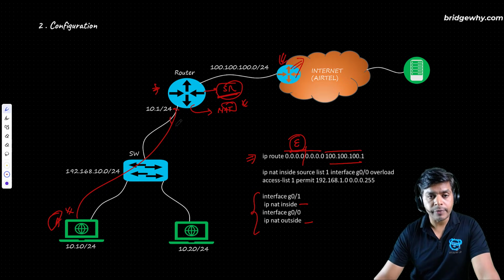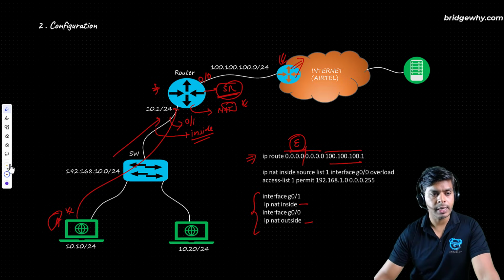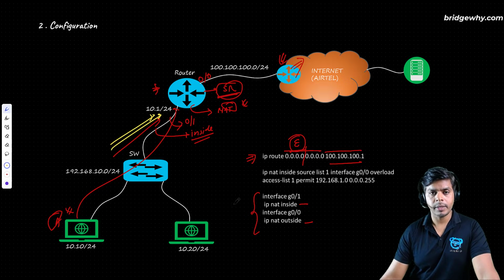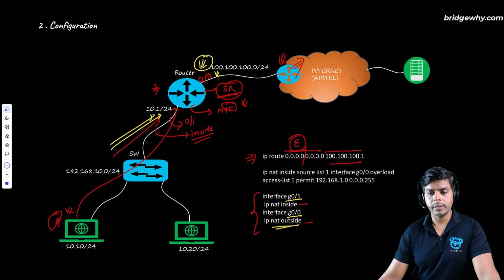See, suppose this is my 0/1 interface, this is my 0/0 interface. The inside interface means that here I will be changing whatever the packets are coming over this interface. I will be changing the source address of these IP addresses, right? And what is this? This is my outside interface. I will be changing the address according to whatever is given on the outside interface. So outside interface is gigabit 0/0, inside interface is 0/1, right?